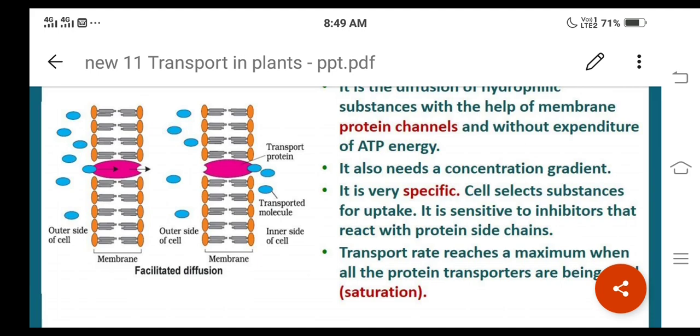In the first diagram you will find the attachment of the molecule to the membrane protein, and in the second diagram, due to the rotation of the membrane protein, that molecule will be released inside the cell, right? Outside the cell, then inside the cell, in between there will be the membrane, right?